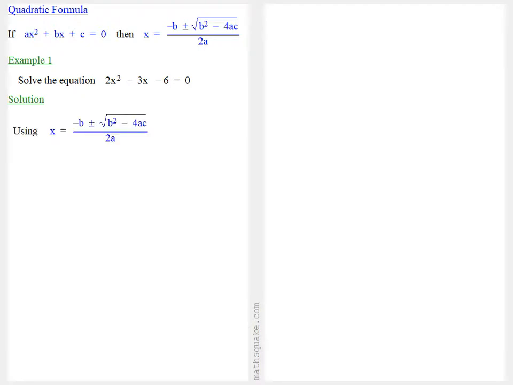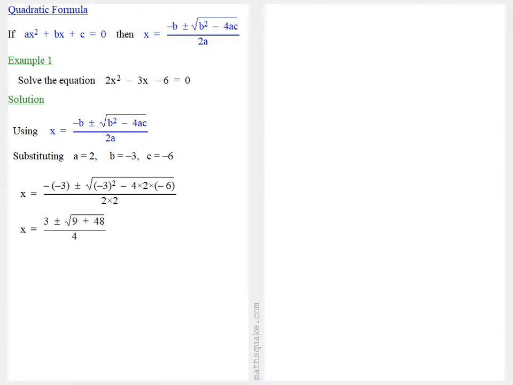is that in the formula, a is equal to 2, b is equal to minus 3, and c is equal to minus 6. Now, if we substitute those numbers in the formula, we have x equals minus minus 3 plus or minus the square root of minus 3 squared minus 4 times 2 times minus 6, all over 2 times 2. Well, that simplifies down to x is equal to 3 plus or minus the square root of 9 plus 48 all over 4, and that square root is the square root of 57.